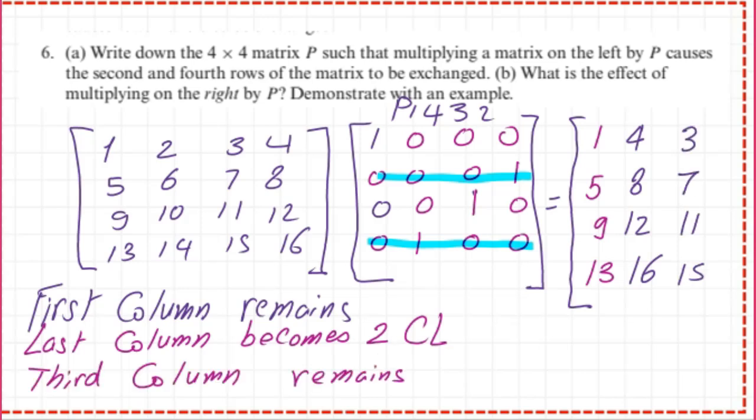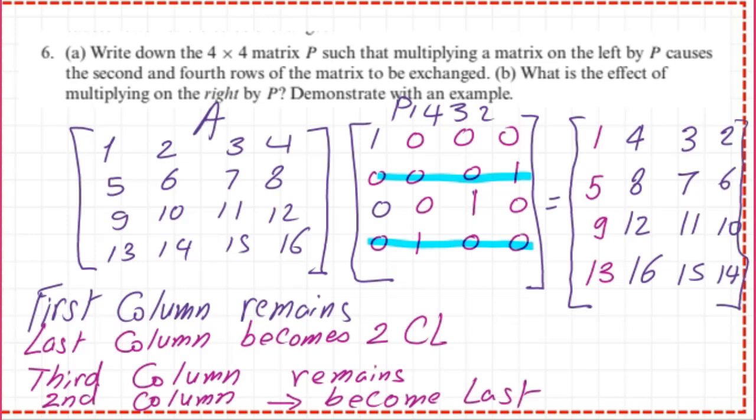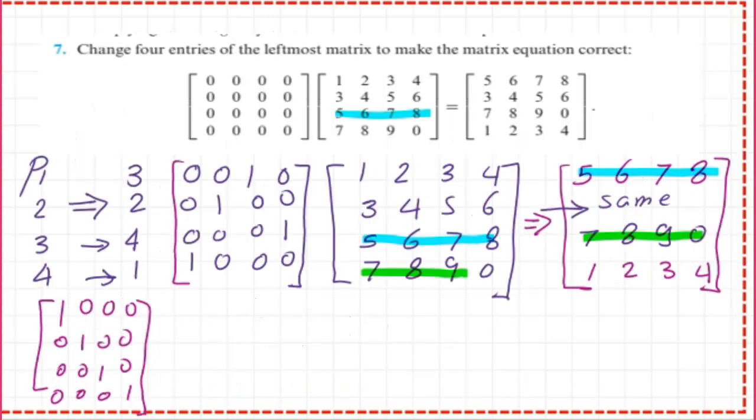This is our case. The third column will be brought the same. It will remain as it is, 3, 7, 11, 15. So the third column remains. And the last case is the case of 0, 1, 0, 0. This will bring the second column to the last column. What was the second column? 2, 6, 10, 14. It will become the last here. We'll move to the last slide.